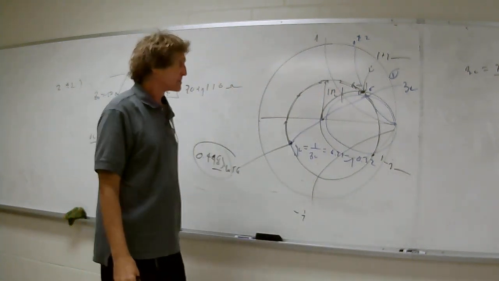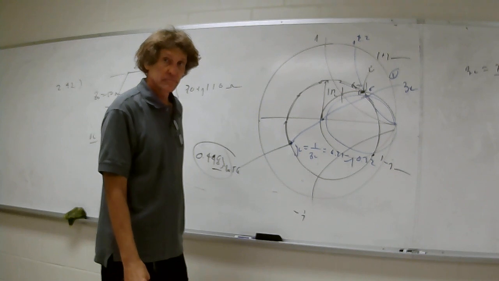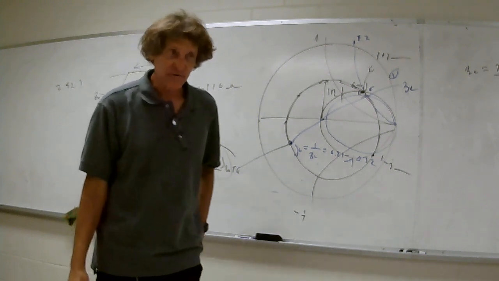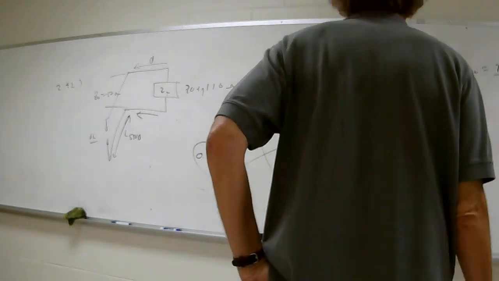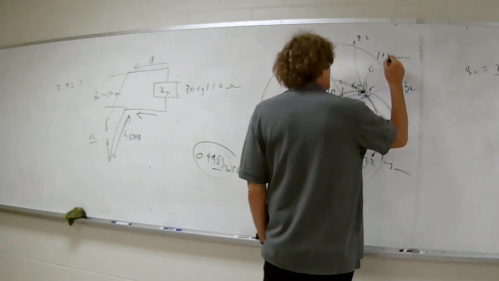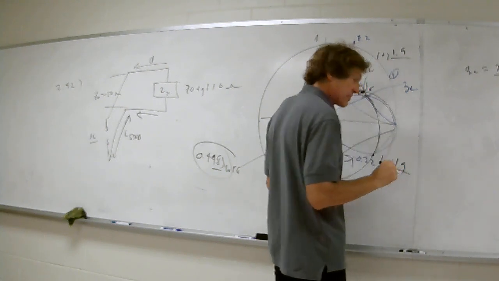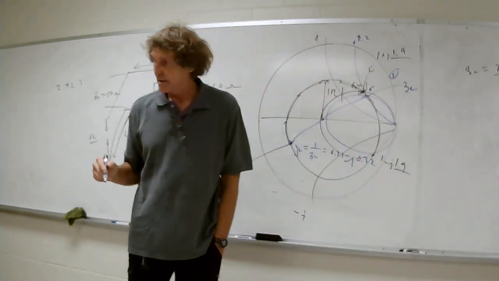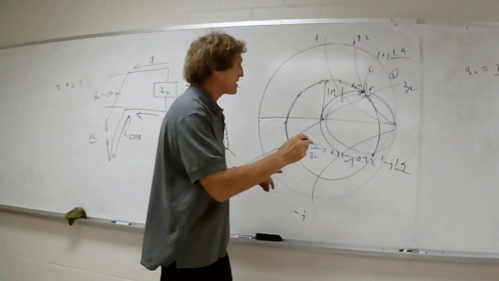It's going to be 1.9, I think. Is that right? 1.9? Yeah. 1 plus J 1.9. This one will be 1 minus J 1.9. Right. Yep. All right. Now, after that, I have to figure out how far I move.